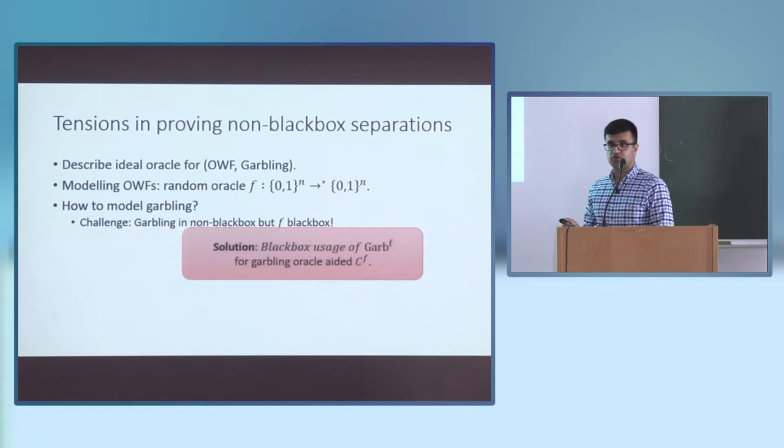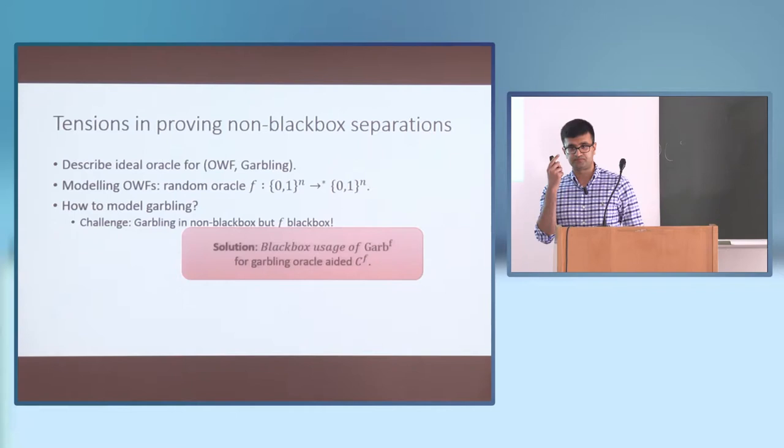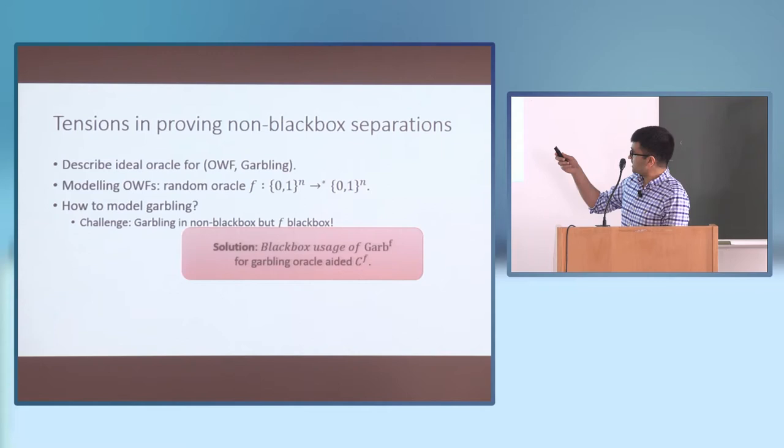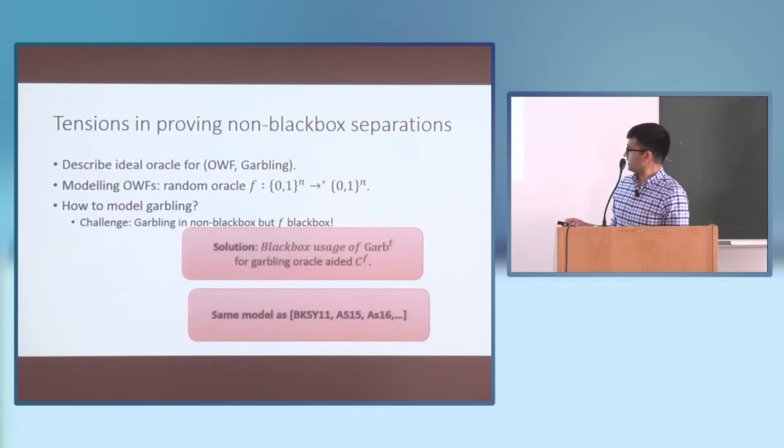a garbling oracle that not only garbles normal circuits with AND and OR gates, but also garbles oracle-aided circuits, circuits with f gates in them. Okay. So the circuit kind of set up garbling? No. Yeah. That's a good question. I will talk about it. Yeah. Okay. So in other words, what is happening is that we are capturing the garbling-based non-black box usage by having black box access to a garbling oracle that also garbles oracle-aided circuits. Again, this is the same model that was previously used by Brakerski et al. and Asharov and Segev.